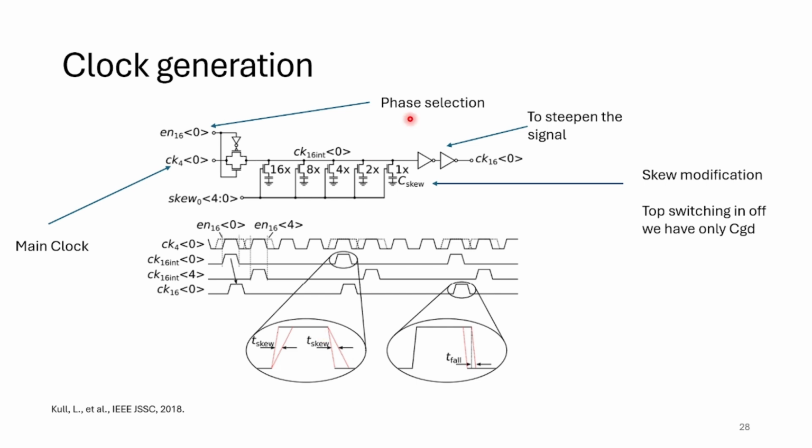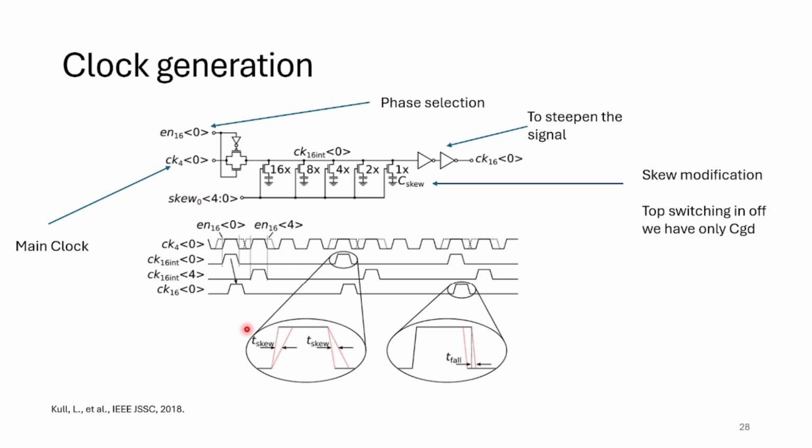Here at the end, I'd like to talk about the clock generation very shortly. In clock generation, if you remember the time interleaving, you need different clocks with different phases. So you have a main clock, for example clock number 4, and you can choose from different phases. If you pause the video, you can see how it works. So you just select different phases of the one clock.